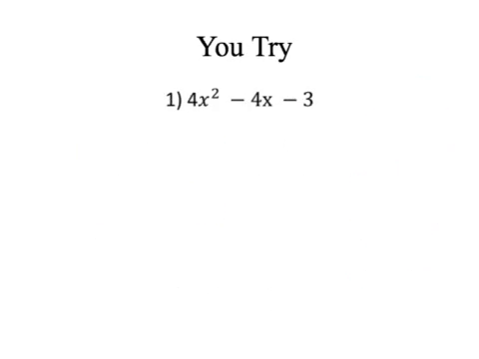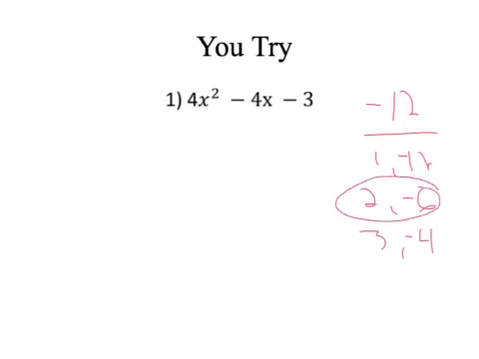Go ahead and pause the video and do the first you try. The first thing you're going to do is 4 times negative 3, which is negative 12. Right. Factors of negative 12 would be 1 and 12, 2 and 6, 3 and 4. To see your signs, you have a negative sign in the middle, so it's negative 4x, which means you want all your bigger values to be negative. Look for ones that add up to be negative 4, which would be 2 minus 6.